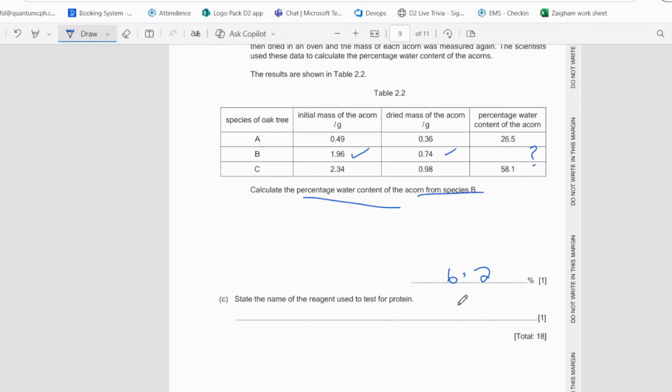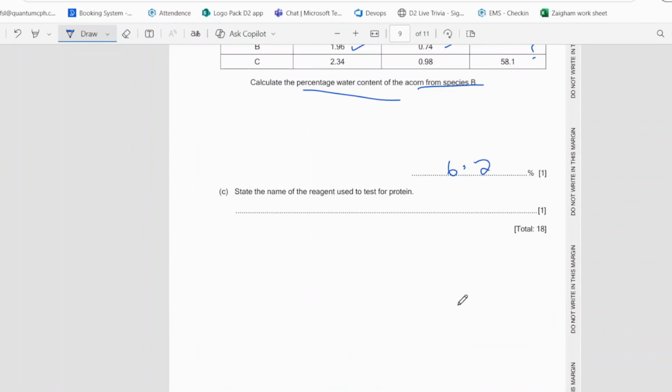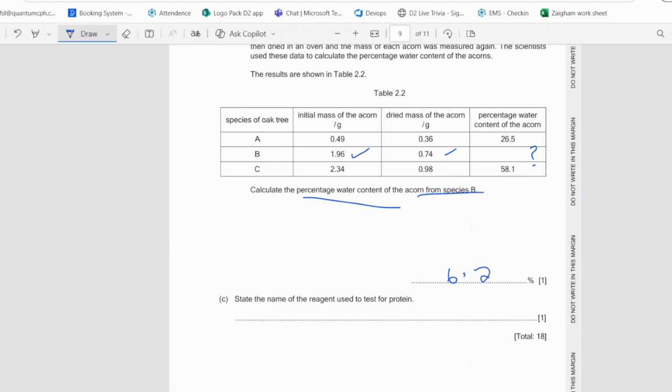State the name of the reagent used to test for protein. Reagent. So, okay, we are done with this paper.